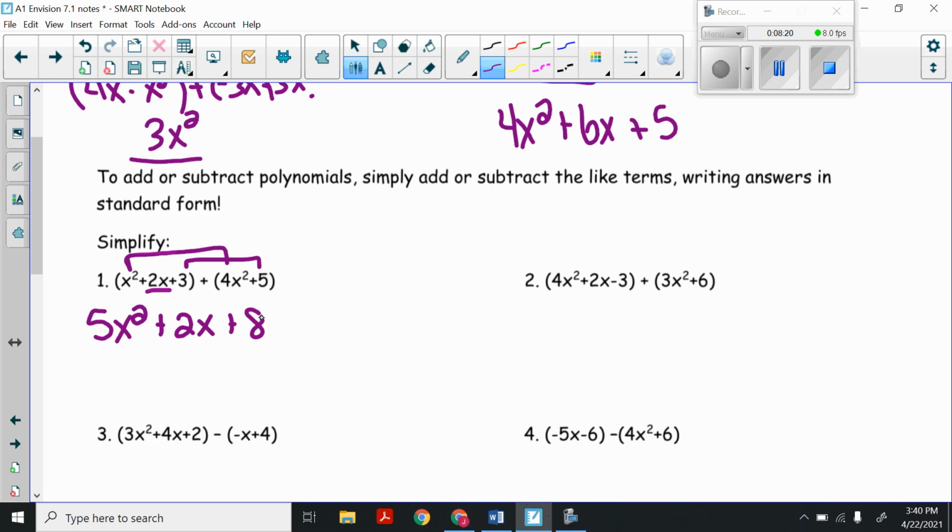4x squared plus 2x minus 3 plus 3x squared plus 6. Again, combine my x squared. So 4 plus 3 gets me 7x squared. Again, that's the only x I have, so plus 2x. Negative 3 plus 6 gives me plus 3.